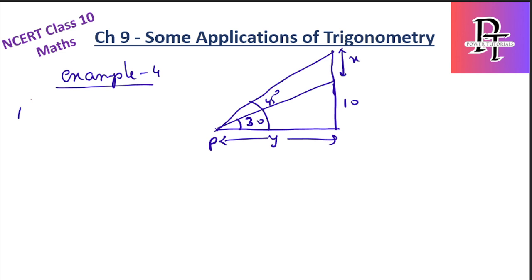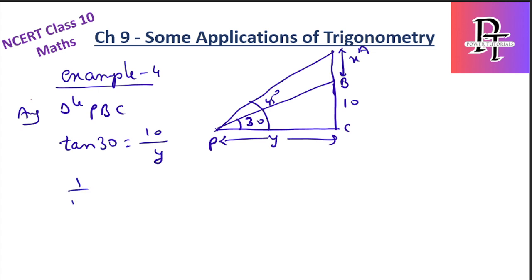If you see my part 1 video, you will understand which angle you have to consider, because it is for opposite side and adjacent side, you have to consider tan theta. Let me mark three points here. Let me mark this as A, this as B, and this as C. If you consider triangle PBC, that is the small triangle, we will get tan 30 is equal to opposite side, which is just 10, by adjacent side, which is y. Tan 30 is 1 by root 3, so 1 by root 3 is equal to 10 by y. So we will get y is equal to 10 root 3 meters. Y means the distance between P and C.